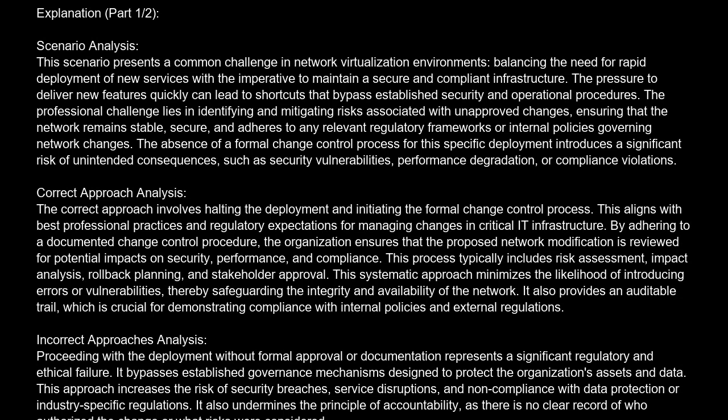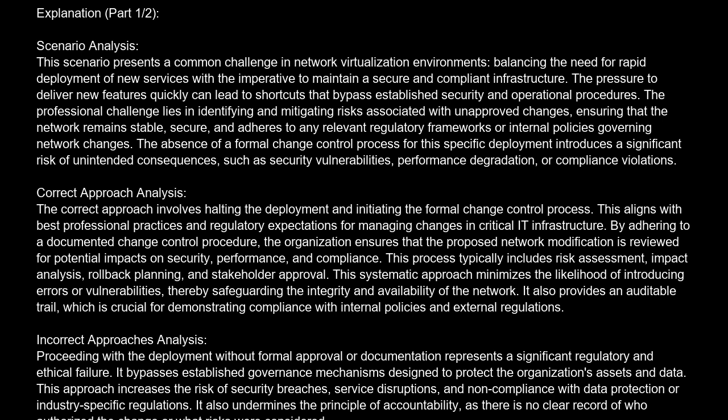Correct answer is B. Halt the deployment and initiate the formal change control process for review and approval. Explanation. Scenario analysis. This scenario presents a common challenge in network virtualization environments, balancing the need for rapid deployment of new services with the imperative to maintain a secure and compliant infrastructure.